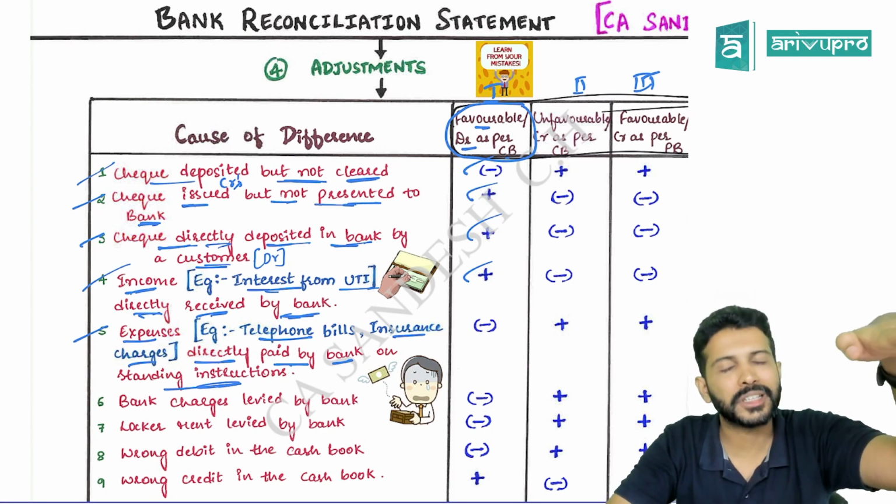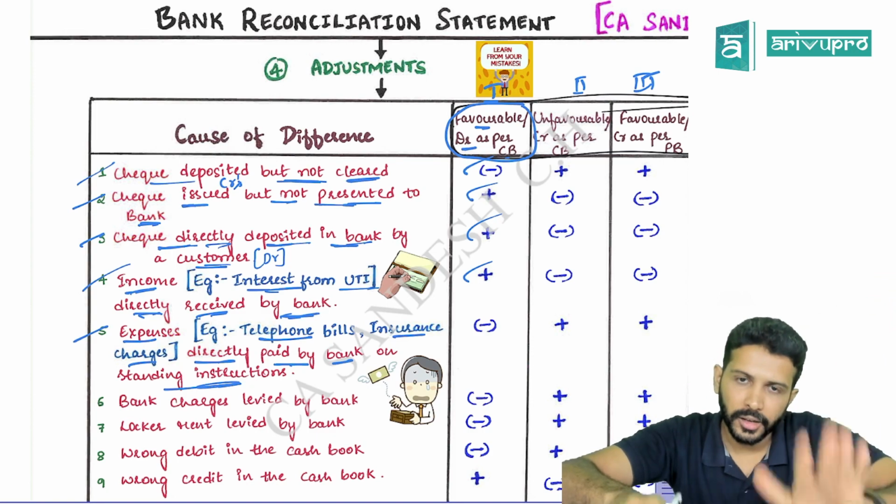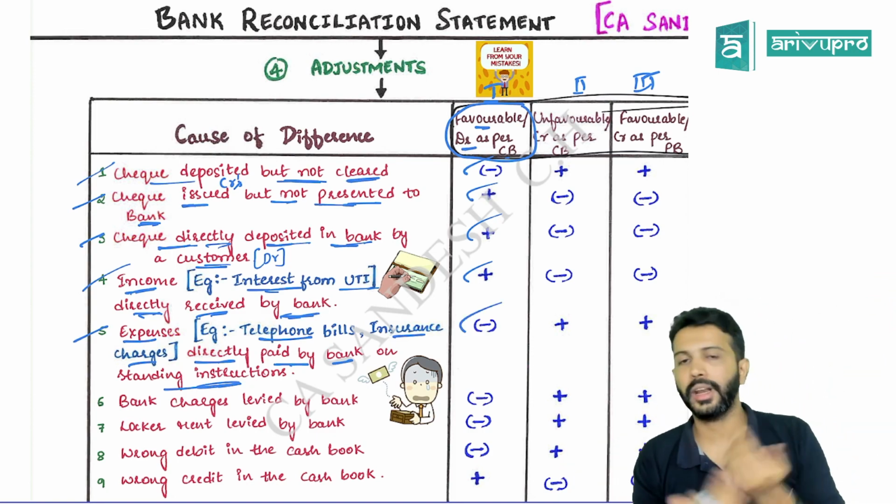Is it okay? My starting point is what? Cash book. So can you touch passbook? No. How do you reconcile? So reduce the cash book as well to reconcile them.